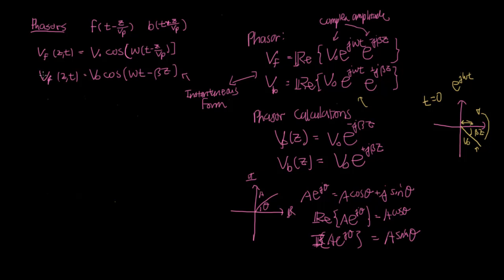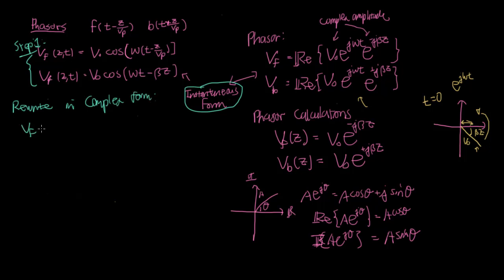So when you're doing the analysis, step 1, let's start with the instantaneous form here. We have it in a nice sinusoid. First of all, we want to rewrite in complex form. In the case of a positive going wave, it would be the real part of, and I'm going to do some rearranging, V naught e to the minus j beta z e to the j omega t.